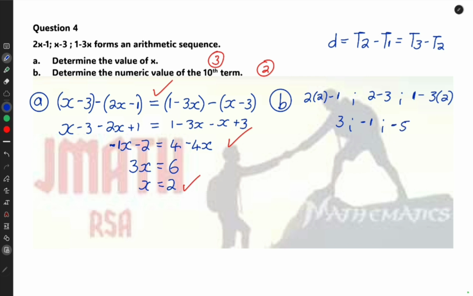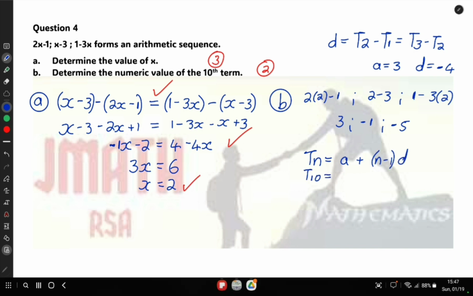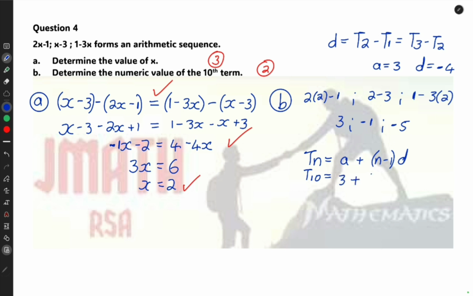So there's my pattern. Now I can see a is equal to 3 and d is equal to minus 1 minus 3 gives me minus 4. So they are asking me what is the value of the 10th term. So Tn equals a plus (n minus 1)d. Okay, so term 10, I know a is equal to 3. They told me n is equal to 10. And d is equal to minus 4.